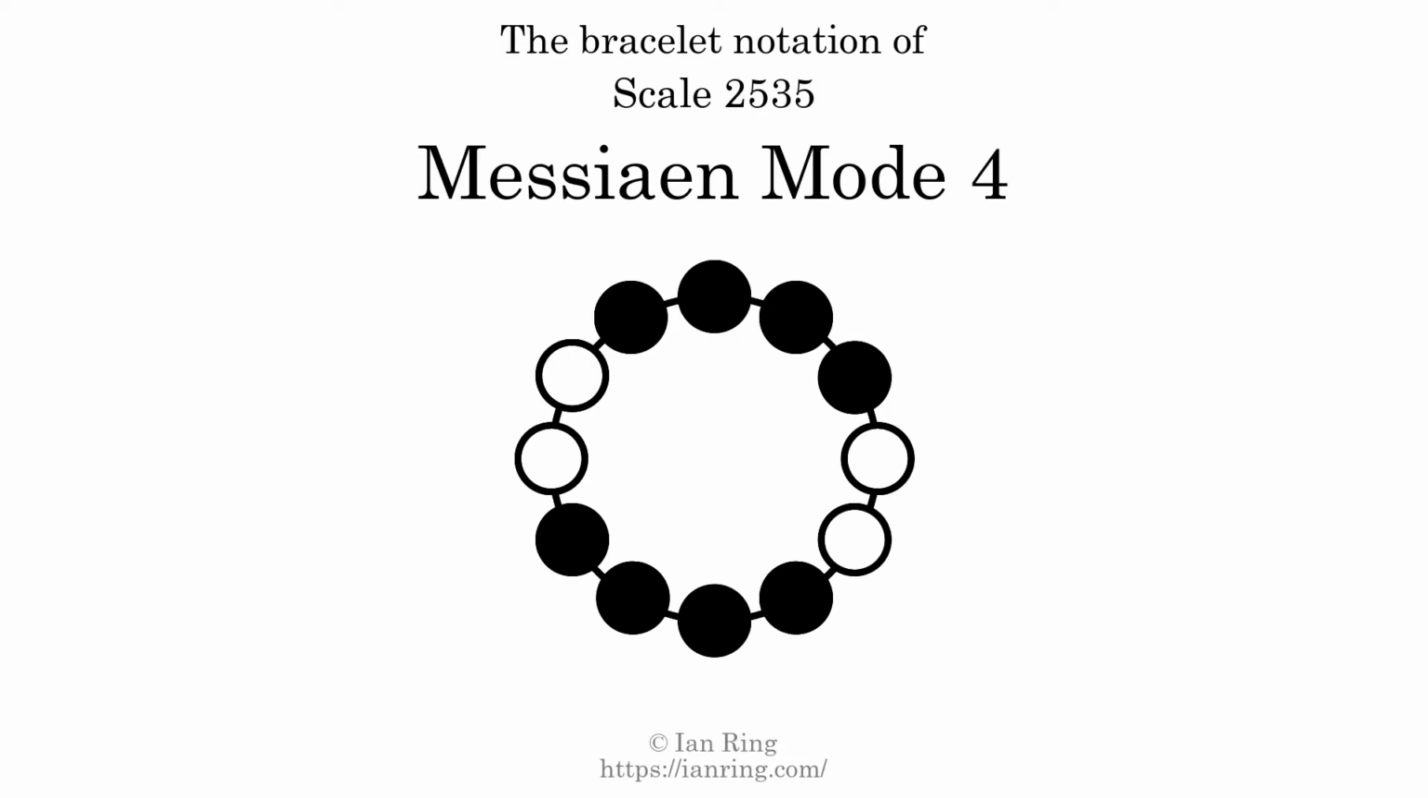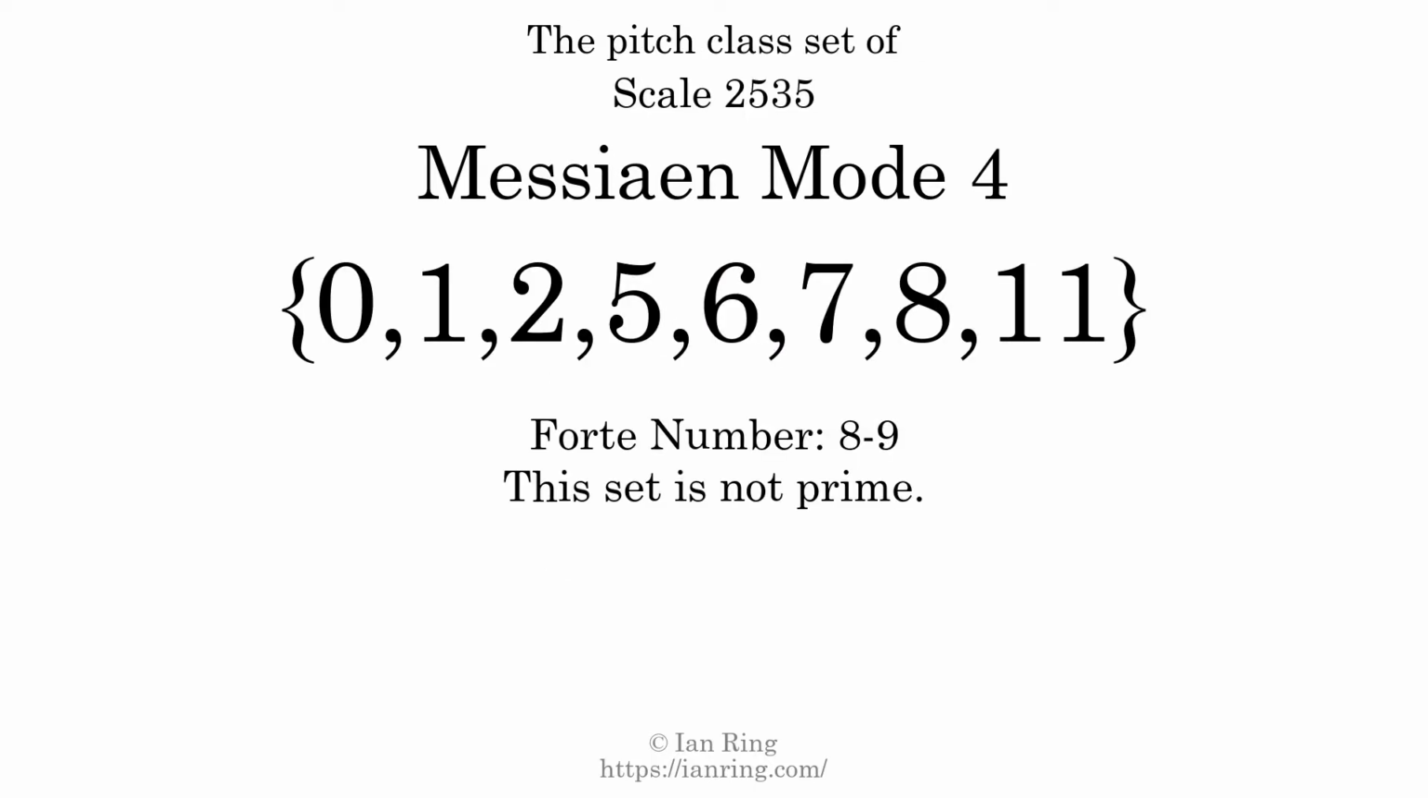This is a bracelet notation diagram of scale 2535. The shaded circles represent tones that appear in the scale, and they are read clockwise, starting at the top. The pitch class set for this scale is 0, 1, 2, 5, 6, 7, 8, 11. The fourth class is 8, 9. This set is not prime.